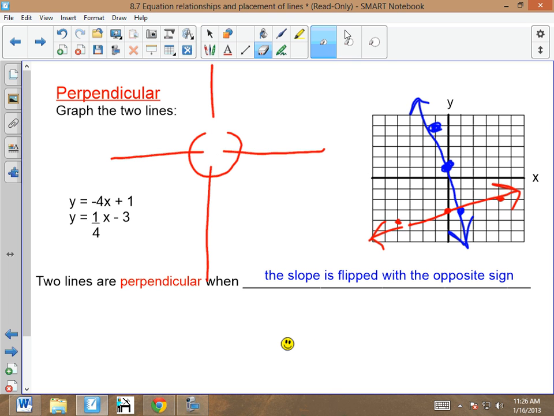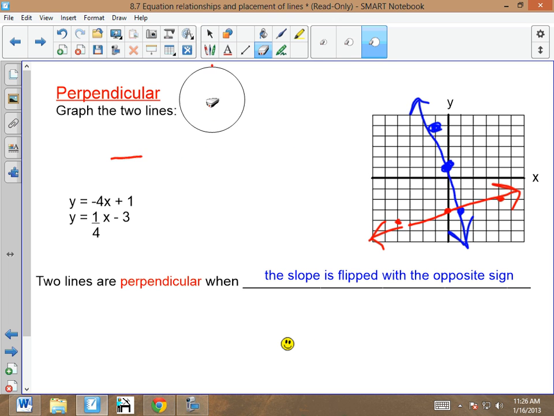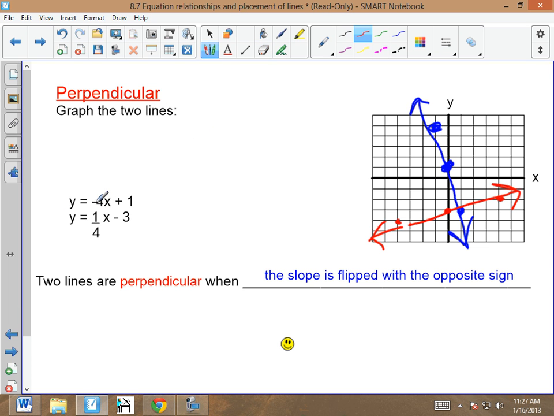We recognize this because our slopes will be flipped and opposite. We have -4, so my one slope equals -4. My other slope equals +1/4. -4 is the same as -4/1. It's flipped and opposite. So all you have to look at here is your slope. If your slopes are flipped and opposite, it's perpendicular. Okay?